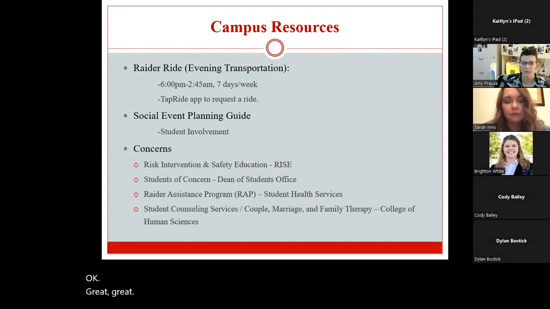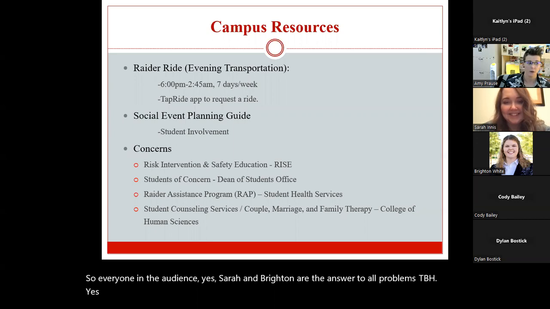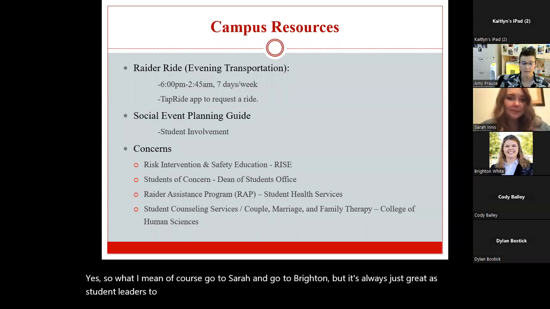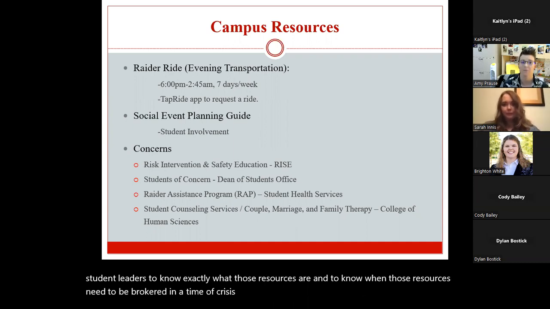Great, great. So everyone in the audience, yes, Sarah and Brighton are the answer to all problems. Of course, go to Sarah and go to Brighton, but it's always just great as student leaders to know exactly what those resources are and to know when those resources need to be brokered in a time of crisis or a time of emergency. All right. Questions?